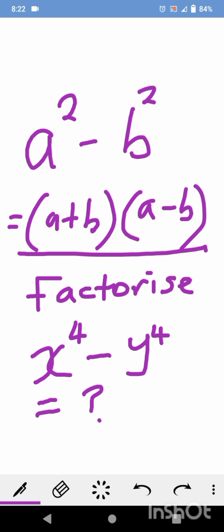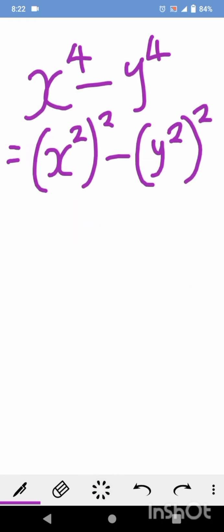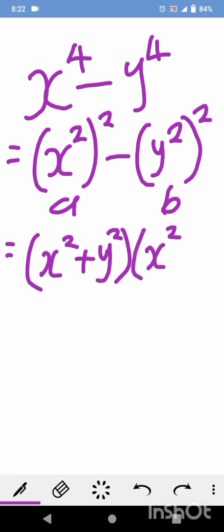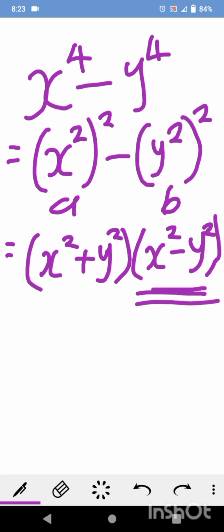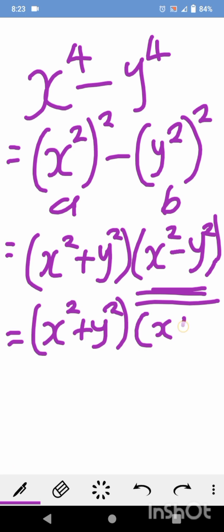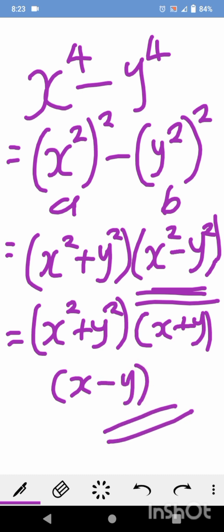So we have it as x squared all squared minus y squared all squared. So this becomes our a and this becomes our b. All right, so this will be further expressed as x squared minus y squared. If you look at it very well, you find out that this can still be expressed in a difference of two squares form to be x plus y and x minus y. All right, so that's the complete factorized form of this expression.